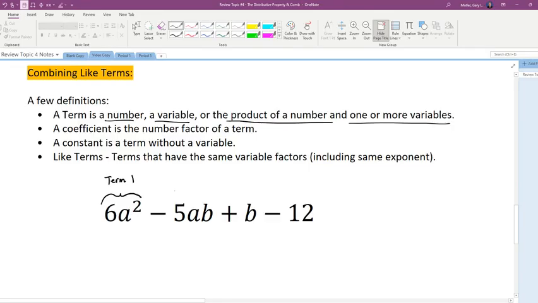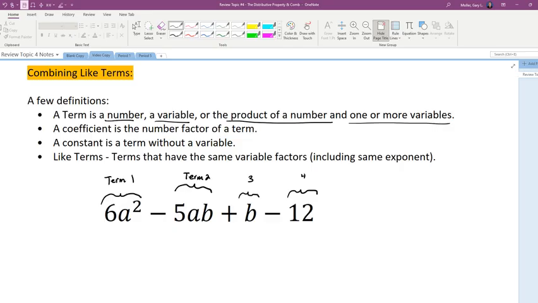The minus separates it. So this is, ooh, that was not a good one. Let's try that again. This is term 2. This b all by itself, because remember, a term can just be a variable itself. This would be number 3. And then this constant by itself is term number 4. So I would say there's 4 terms here.